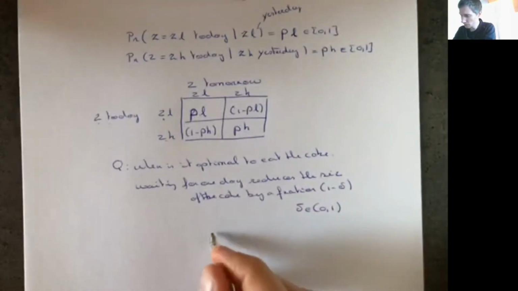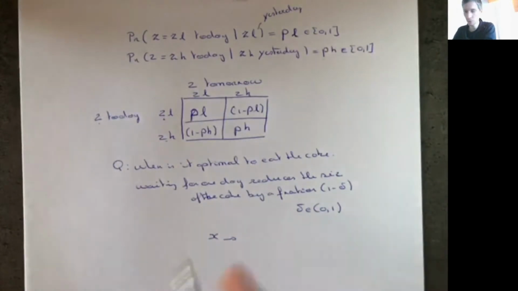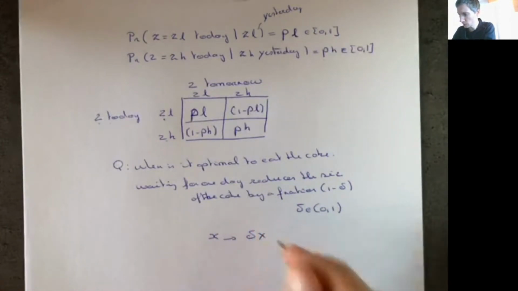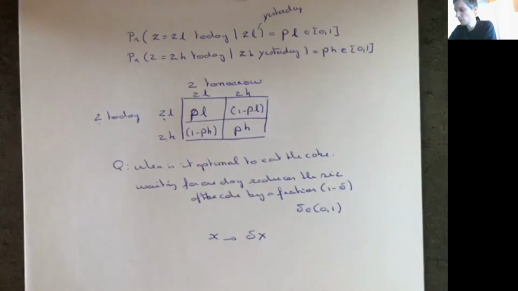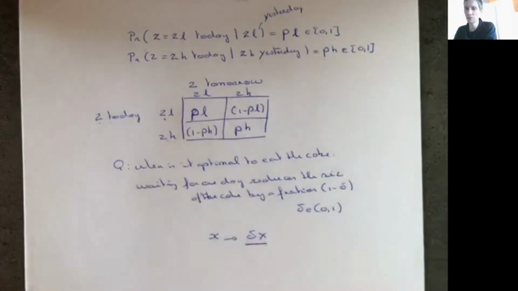So if you have a cake of size x today, then tomorrow, if you wait one period, the size will only be delta x. So where does delta come from? Well, it might be that a part of the cake turns bad, or the cake is not as nice anymore if you wait for a longer period of time. The cake perishes. You cannot store it forever. So every time a fraction 1 minus delta goes away.